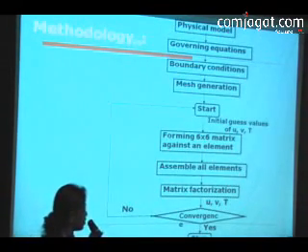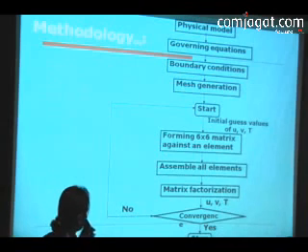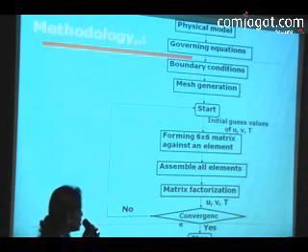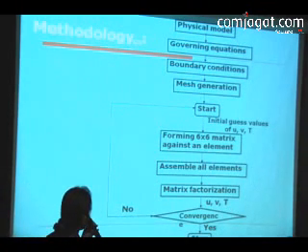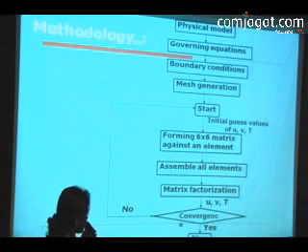This is the flowchart of the numerical procedure. First the physical model, then governing equations, then boundary conditions, mesh generation, and then start the solution procedure with initial guess values of variables u, v and T. Form a 6 by 6 matrix for each element. Assemble all elements, then matrix factorization. If convergence is achieved, the solution procedure ends; otherwise we start with new guess values.